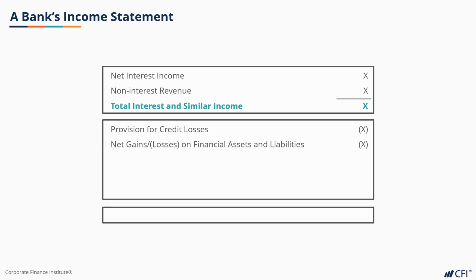Next are the non-interest expenses. These will include all the operating expenses the bank has, such as payroll, general, and administrative expenses. And that leaves us with income before tax, the calculated tax provision, and finally, net income.